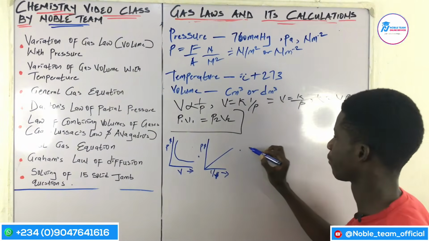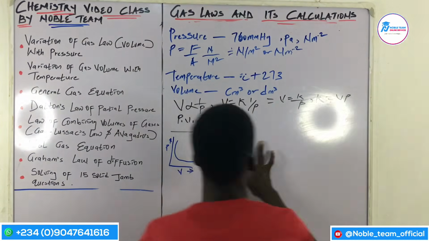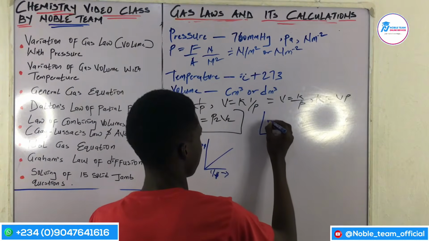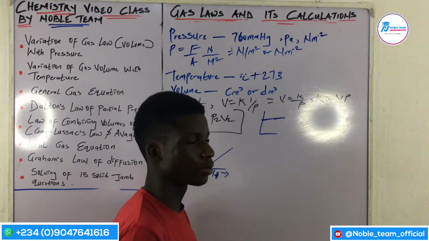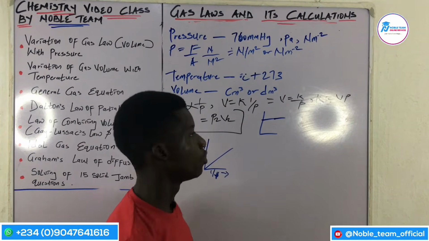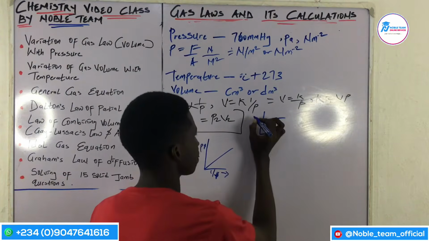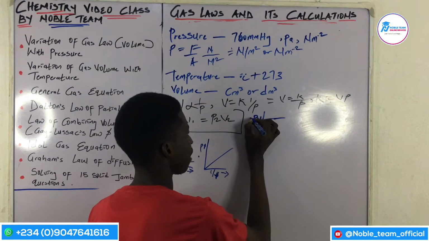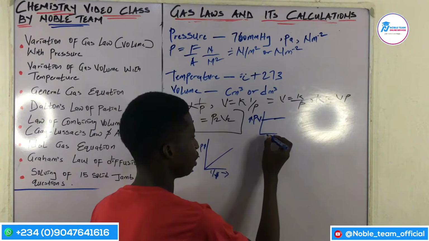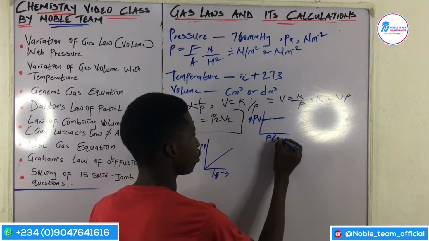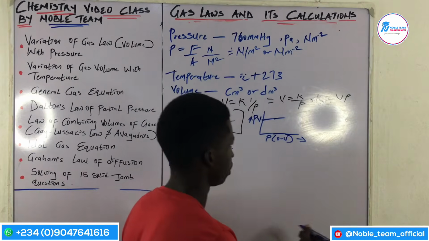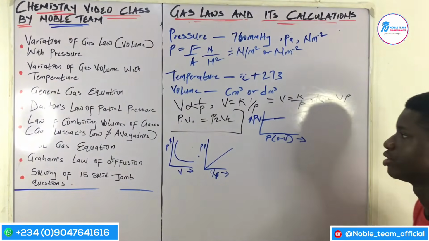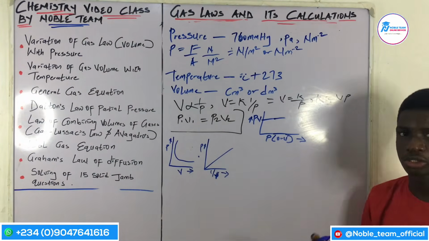Now the third graph, I have it to be this. Let me draw it here. This, and it is at the terminal. Yes, this is what we call terminal. So I have PV, then I have the arrow moving outward, and I have P or V, then the arrow is moving outward. This is the graphical representation of Boyle's law.